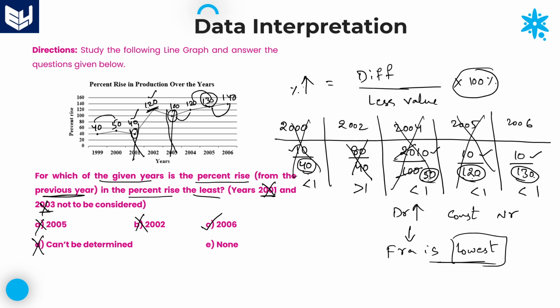If the question were asked about the highest, then your answer would be 2002, because that is the only year with a value greater than 1. For all the remaining values, it is less than 1. Therefore, as the question asks about the least value, your answer is 2006. Option C is the right answer for this question. Option C.